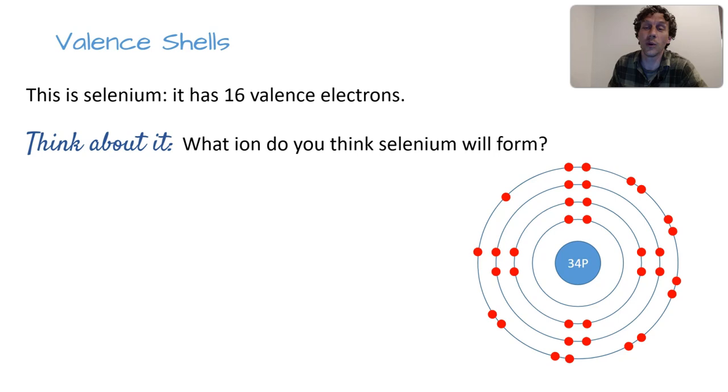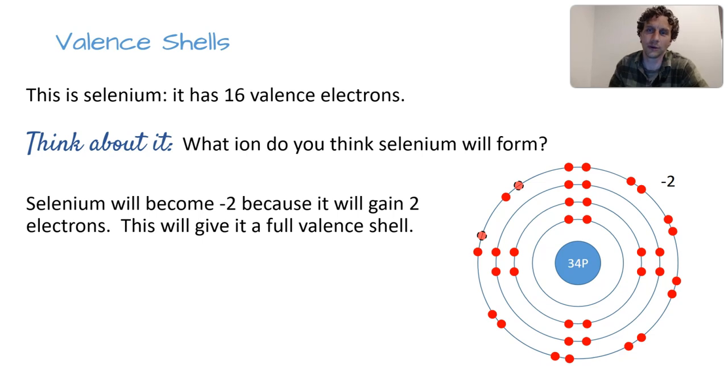Remember, they're more stable when they have a full valence shell. So it has 2 options. It could gain 2, and that would fill this up, or it could lose 16, and then the third shell could become its valence shell. So is it more likely to gain 2 or lose 16? Well, it'll gain 2 electrons. And if it gains 2 electrons, now it has 34 protons and actually 36 electrons. And because electrons are negative, the overall charge now is -2. So selenium will become -2 because it will gain 2 electrons. And that will give it a full valence shell.